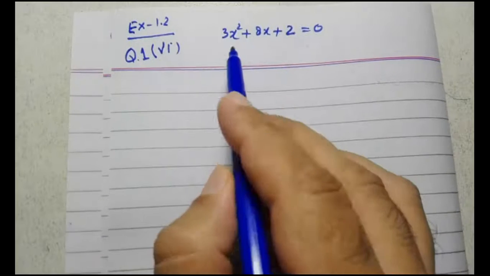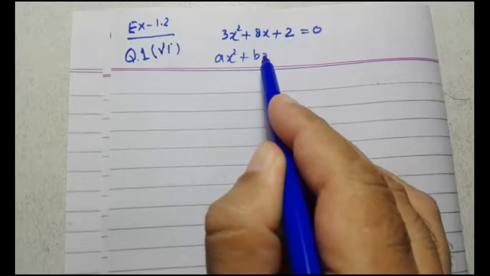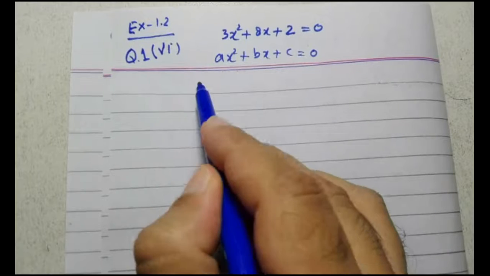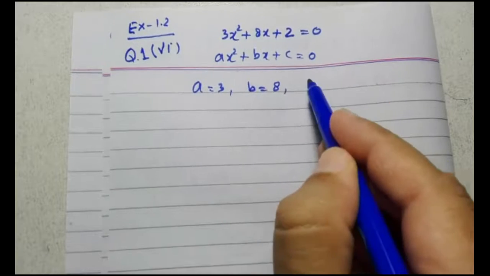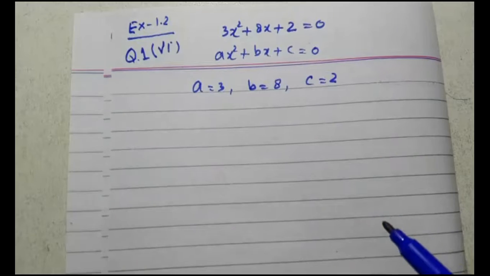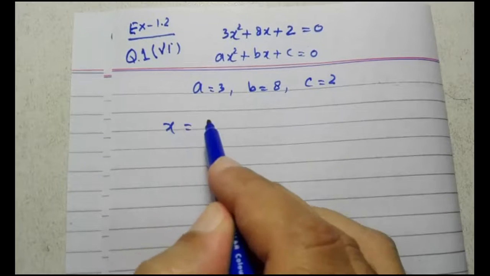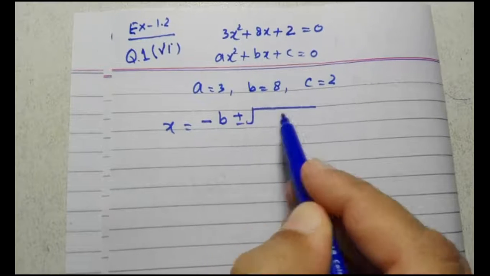So what will you do? You will start comparing with the standard quadratic equation ax square plus bx plus c equals to 0. You will separate the coefficients. A is equals to 3, b is equals to 8 and c is equals to 2, like this one. So you will write the quadratic formula, and then you will start substituting the values of a, b and c.